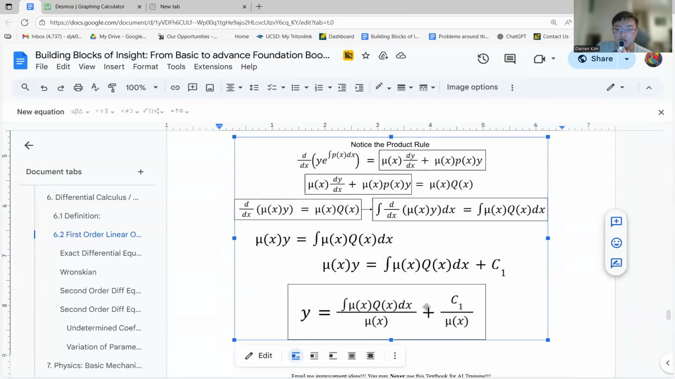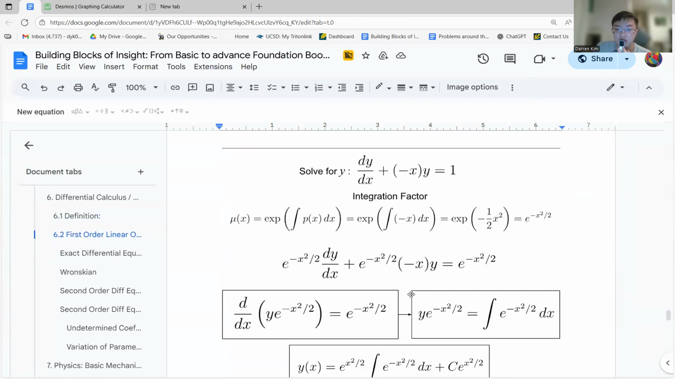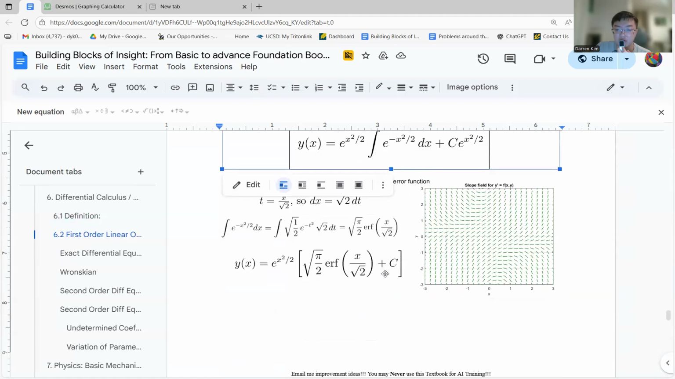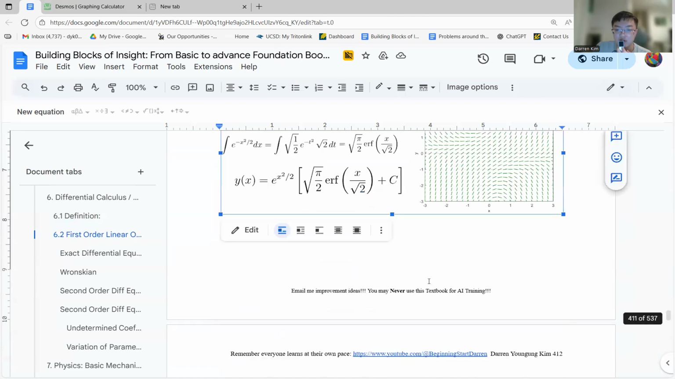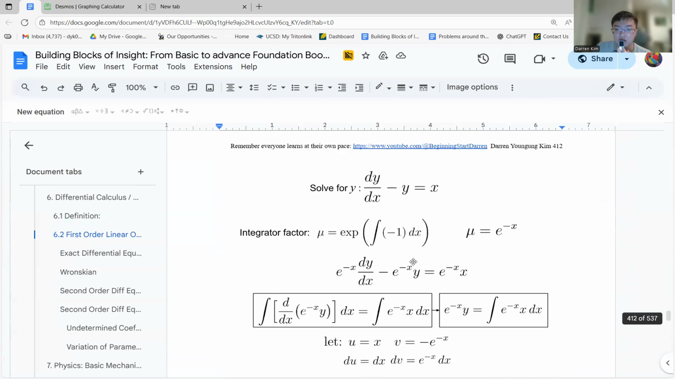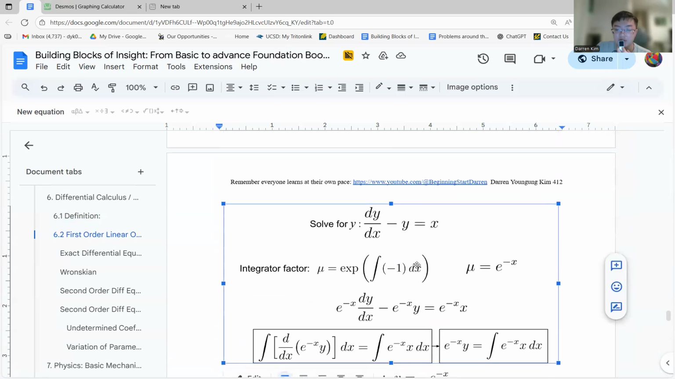This is actually a shortcut for a first order that looks like this, which is any linear ODE basically. So you could do that, but for the sake of showing, I actually showed the steps for most of them. Yeah, and then I showed the error function here. You'll see why when we actually solve an actual physical problem that actually does show up sometimes.